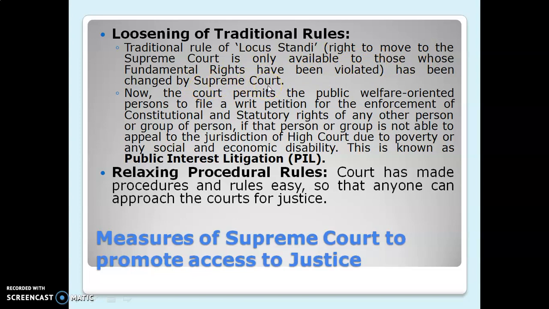Right? So earlier the traditional rule was that in cases where fundamental rights had been violated, only those people were allowed to move the Supreme Court. No other place was there for them. But now the court permits public welfare oriented persons to file a writ petition for the enforcement of constitutional and statutory rights of any other person or group of persons, if that person or group is not able to approach the jurisdiction of the High Court due to poverty or any other social and economic disability.